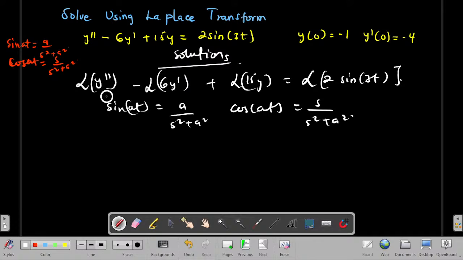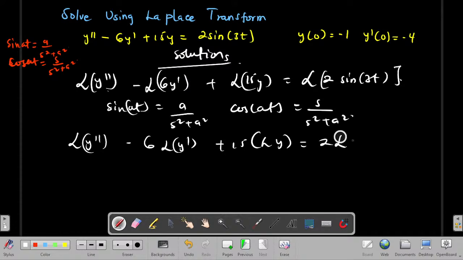At this point, you are supposed to find Laplace of everything. But before that, for Laplace of anything with a constant, bring the constants out of the Laplace. So I have my Laplace of y prime prime back again, minus 6 Laplace of y prime, plus 15 Laplace of y, is equal to 2 Laplace of sine 3t.